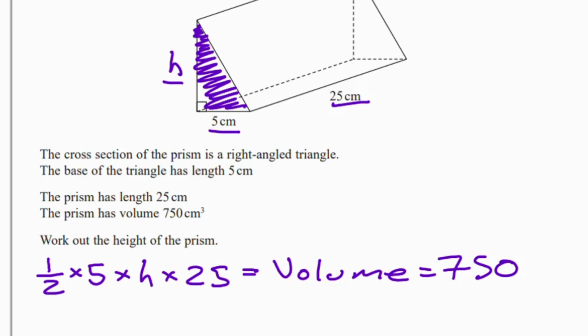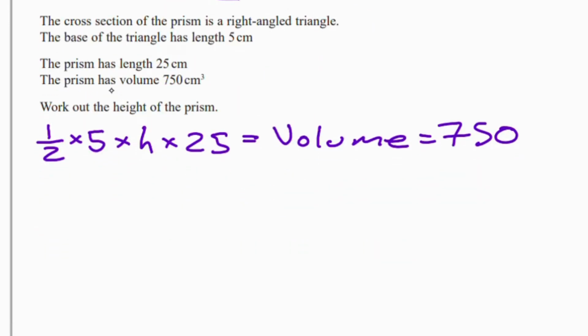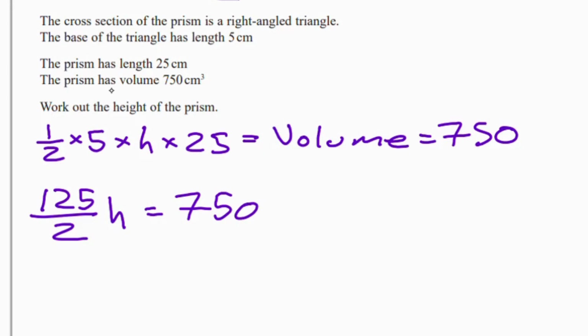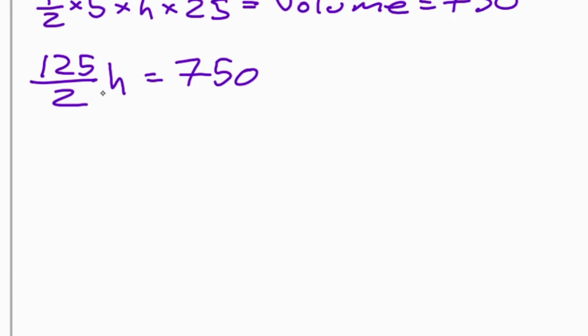Alright, so let's do some rearranging here. 5 times 25 is 125, and then I'll just keep it multiplied by a half here. So I'm going to do 125 over 2 times h, so just leave it like that, equals 750. Remembering for algebra we don't always have to put the times there, we can just leave it like this. Okay, so I don't like this divided by 2 here, so I'm going to multiply this by 2, multiply this by 2. That's going to give me 125 h equals, not 750, it's been multiplied by 2, so 1,500.